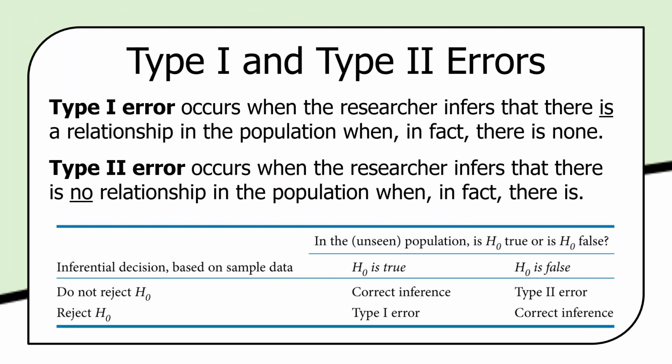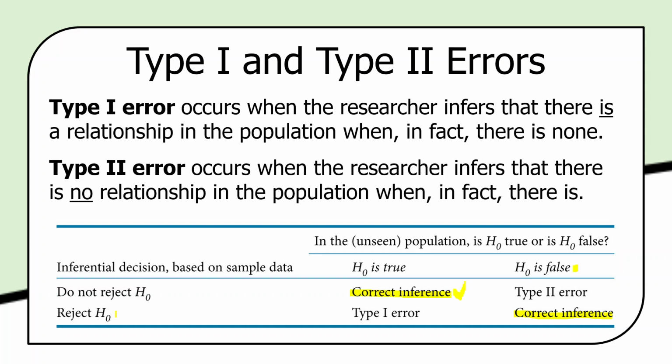Here's table 7-1 from the text, and this shows you the relationship. Of course, here's where we want to be. If H0 is true in the population, and based on our sample we don't reject the null hypothesis, then we've made the correct inference. That's good. If in the population H0 is false, that for example, in the population women do give Democratic Party higher ratings, and we reject the null hypothesis, then we've also made the correct inference.